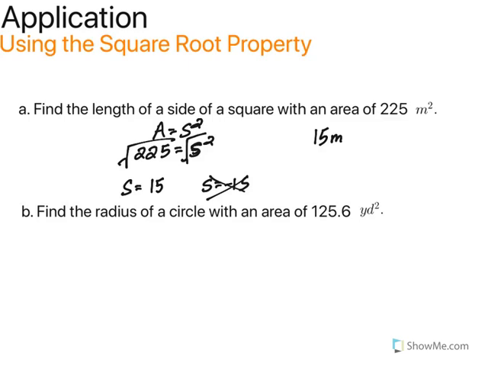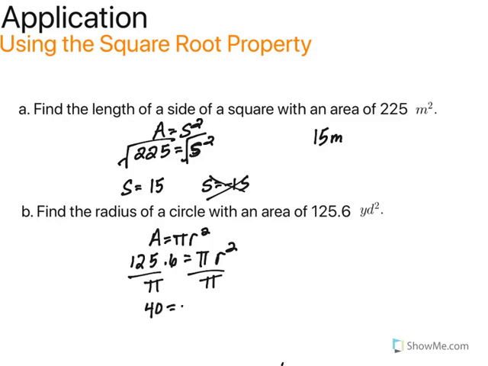On the B, we have the radius of a circle with an area of 125.6 yards. So they want us to find the radius here. So here I have A is equal to pi r squared. Again, if I know the area, I can replace it. So I have 125.6 is equal to pi times radius squared. If I divide both sides by pi, which we approximate to be 3.14, I'm going to end up with 40 is equal to r squared.